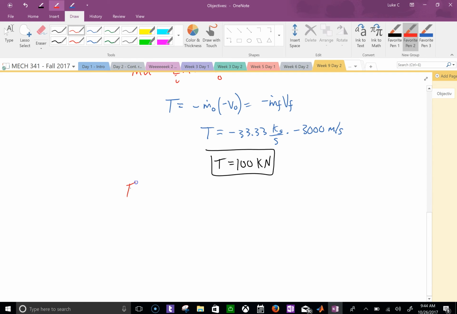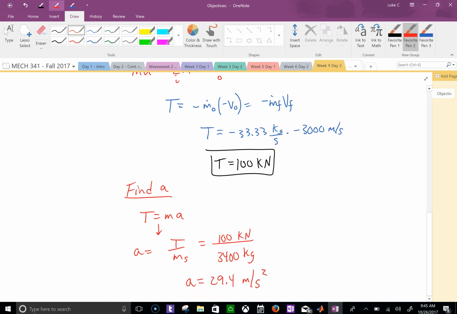Okay, find A. We know that this is true. This is the mass of the satellite, correct? Which was 3,400. So the acceleration is 29.4 meters per second squared.